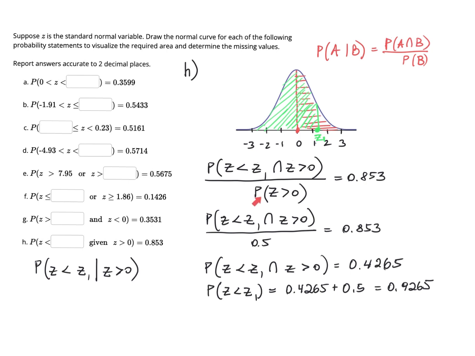What is the probability of z greater than 0? 0 is exactly halfway through this curve, so area to the right of that value should be 50% or 0.5. So I replace p of z being greater than 0 by 0.5.